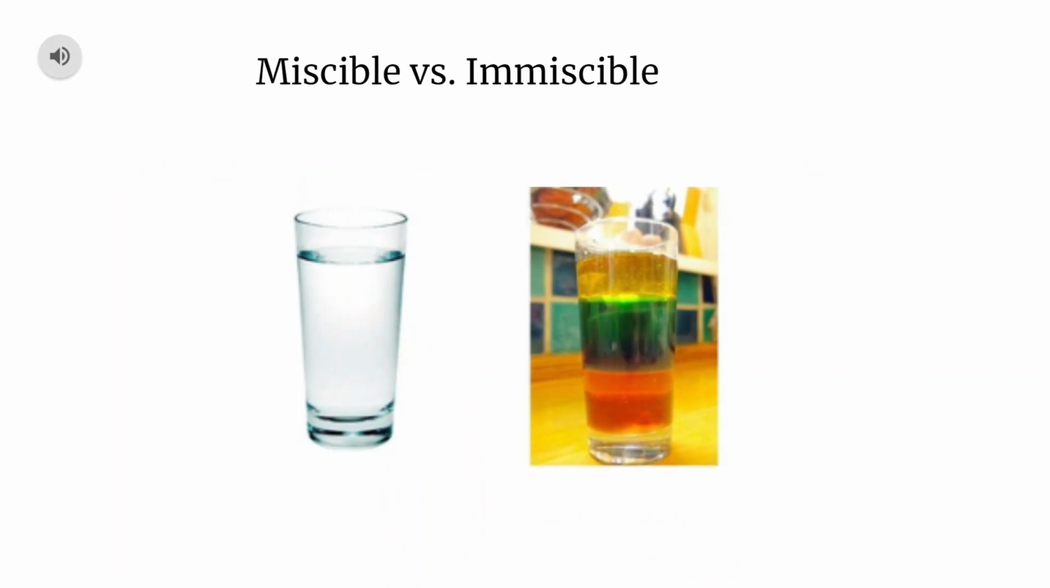Immiscible versus miscible. What's the difference? A miscible solution is a solution that can be mixed together. The salt and water solution was a miscible solution. An immiscible solution is a solution that cannot be mixed together. An example of an immiscible solution is oil and water.